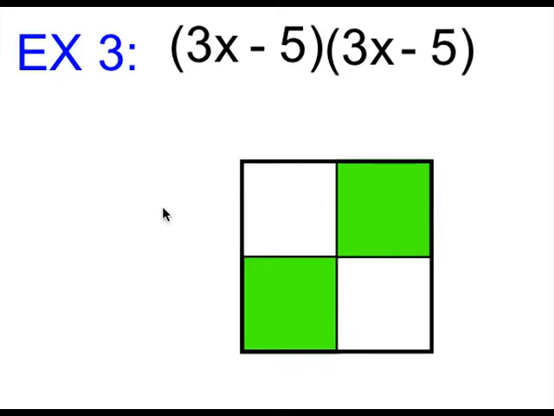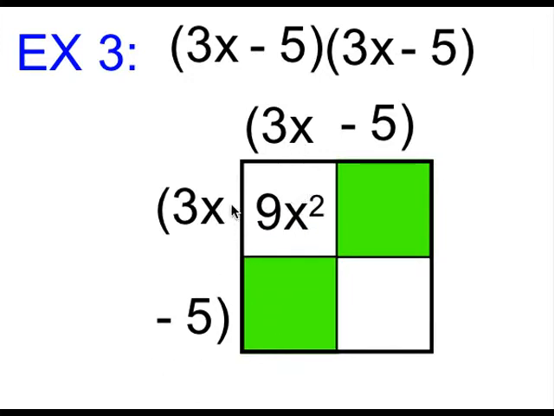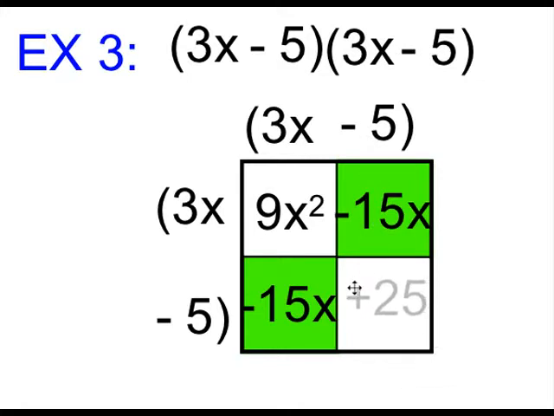Let's try a third one. 3x minus 5 times 3x minus 5. So my x comes before my constants, which is what I'm wanting. I'm going to put my 3x and my negative 5 on one side, and my 3x, my negative 5 on the other. Notice basically it's what we call a binomial squared, the same thing times itself. 3x times 3x is 9x squared. 3x times negative 5 is negative 15x. Negative 5 times 3x is negative 15x. And negative 5 times negative 5 is a positive 25.